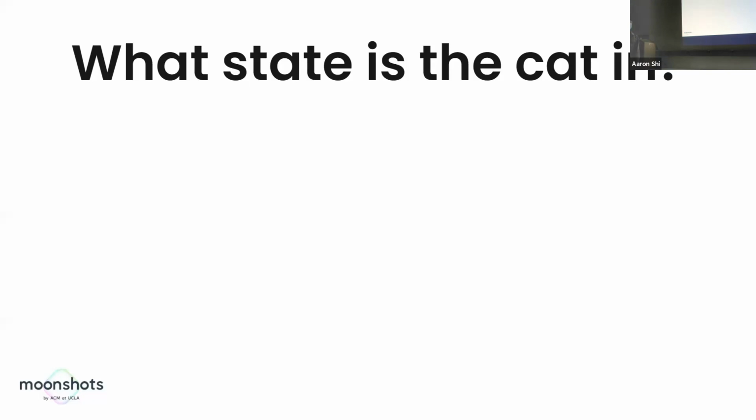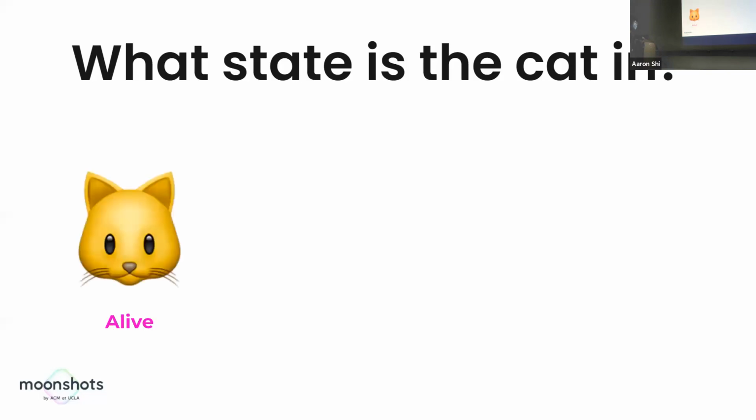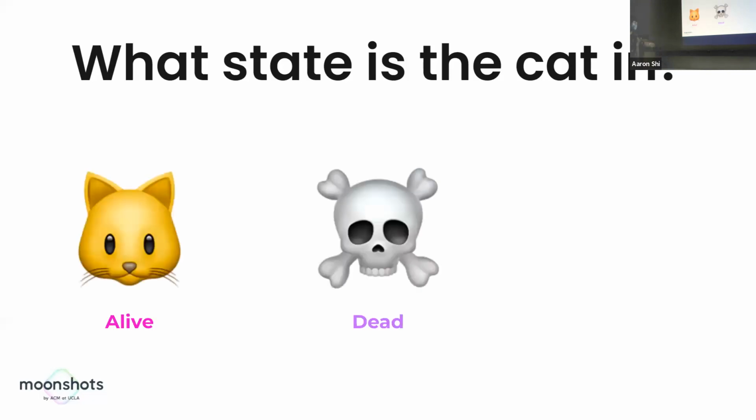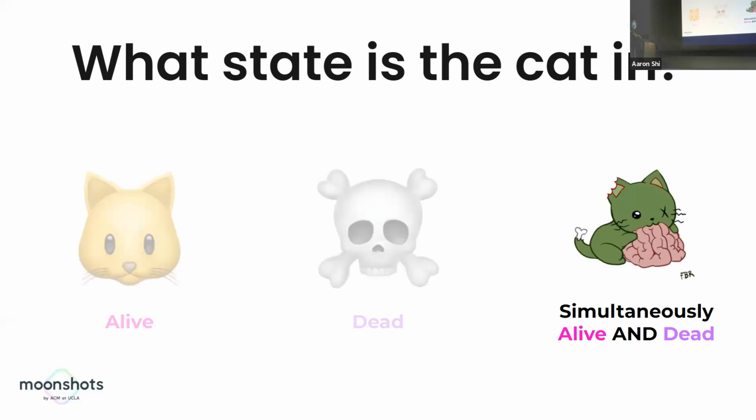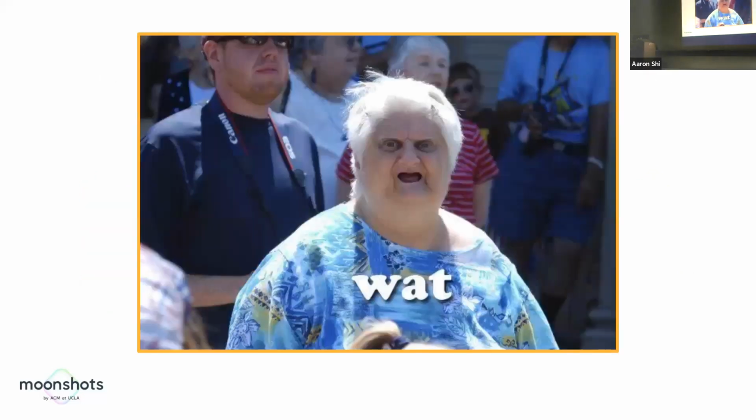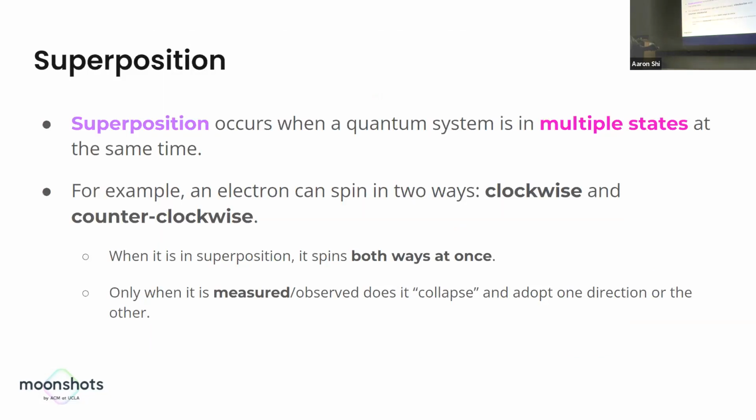Okay. Well, according to the laws of quantum computing, the cat is not alive. It is not dead, but it is simultaneously both. Okay. Next slide. So, definitely quite confusing, right? How can a cat be both dead and alive and yet not be a zombie? Well, next slide. This is the idea of superposition.